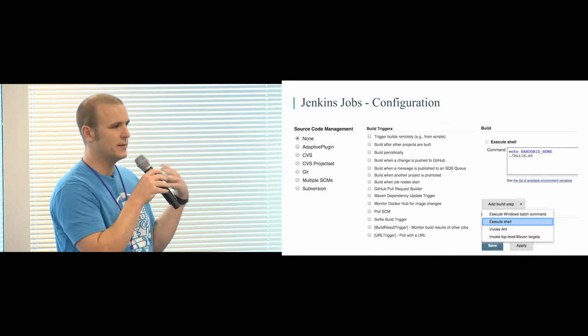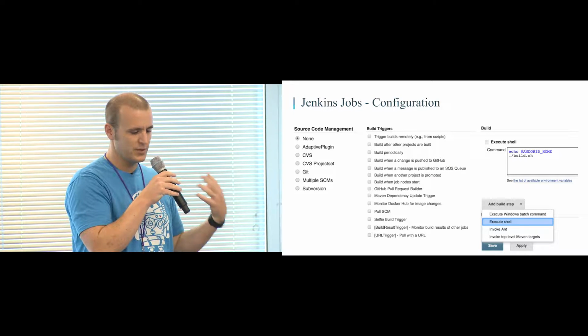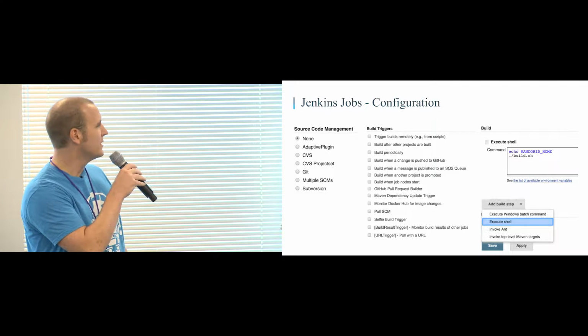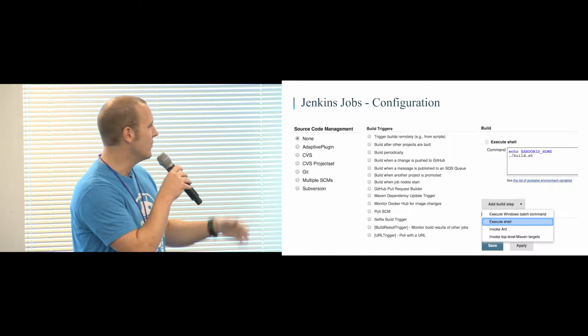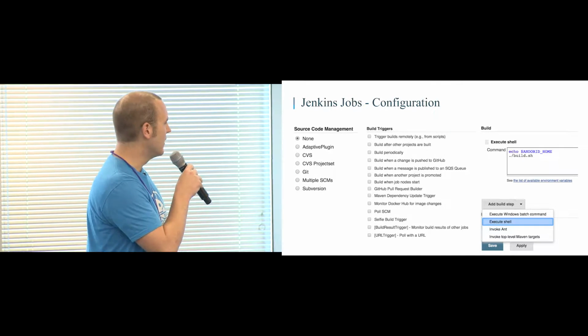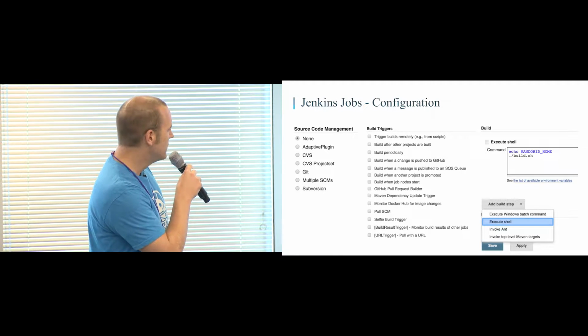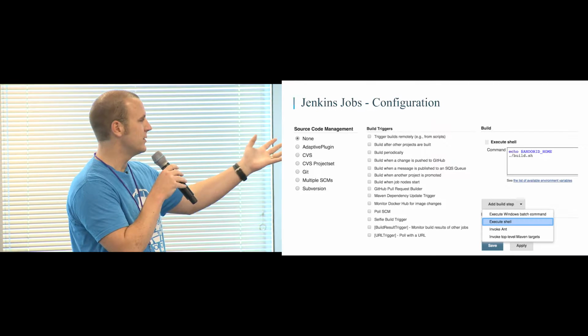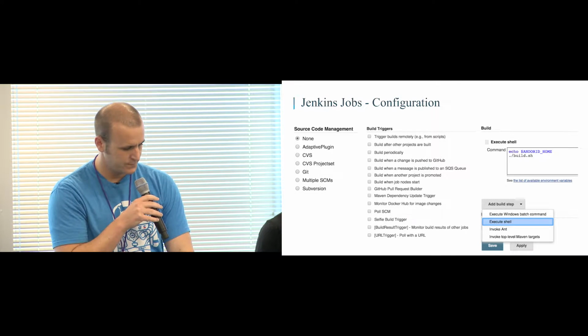This execute shell is the easiest way, where you're literally just executing a script. In this case, I'm echoing the Android home just for sanity, so we know that's the right path, and then running our build, which is part of our source code management. So at the end of the day, this is a Jenkins job. We set it up, there's a name, here's a task it runs, and there are triggers.